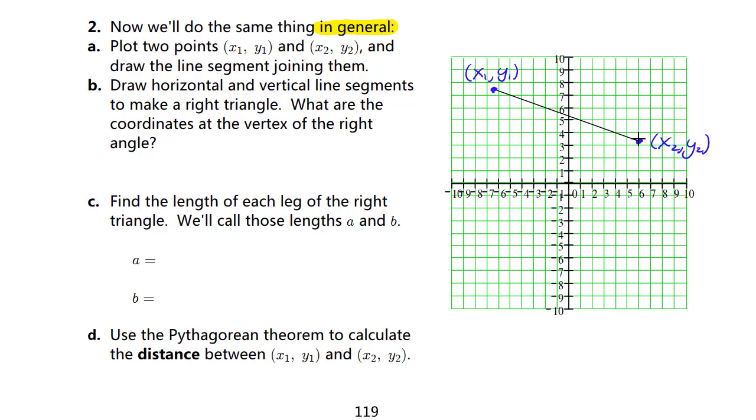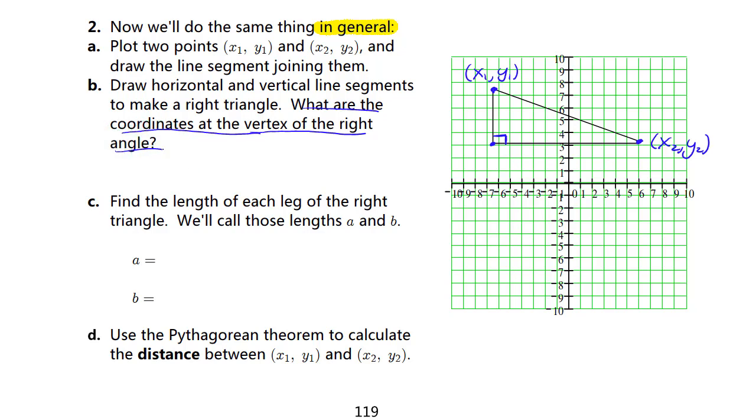And in order to do that, I'm going to draw a vertical line here and a vertical line here. So this is now going to be where the right angle is, because that's a horizontal and vertical line. I think I said vertical at one point when I meant horizontal here. Anyways, what are the coordinates at the vertex of the right angle? Let's answer this question here.